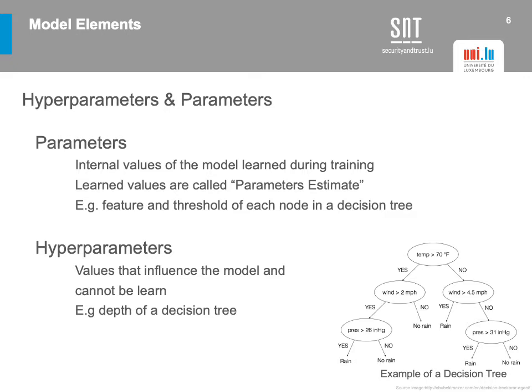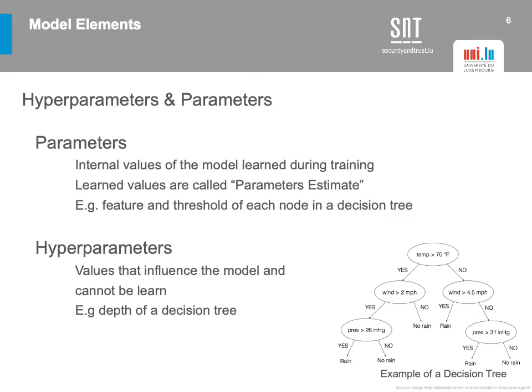So let's get back to the parameters and hyperparameters. Some internal values, some elements of the model can be learned, but some cannot, and this is what we call hyperparameters. Hyperparameters are the same as parameters in the sense that they are internal values that influence the model, but they cannot be learned, as we said. An example of such a hyperparameter for a decision tree is the depth of the tree.